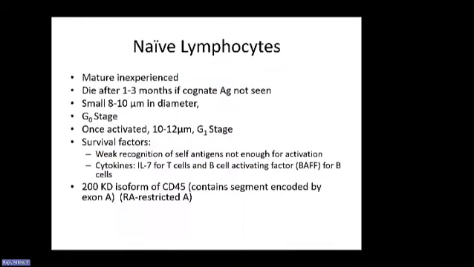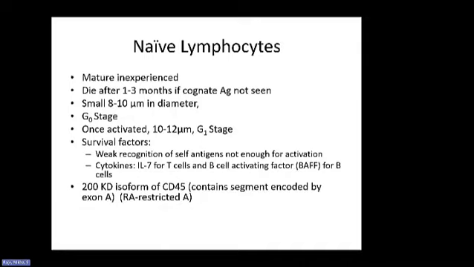So just going into some more details about that, naive lymphocytes are mature B or T cells. So they have completed their maturation process. However, they are inexperienced, which means they have not come across the antigen that will activate them, but they are fully mature. They die after 1 to 3 months if they have not come across the antigen of their choice. Naive lymphocytes are smaller in size. They are in G0 stage of cell cycle.